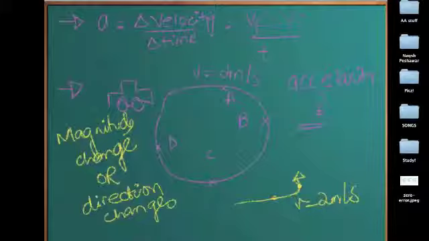Okay? Because velocity is made up of two things, the magnitude and the direction. So both of them are important. If there's a change in magnitude, there is acceleration. If there's a change in direction, there is acceleration. So always remember that, guys.